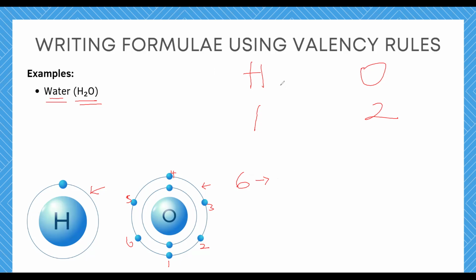So what is the next step? All you got to do for the last step is swap. The cross method. Thank you.